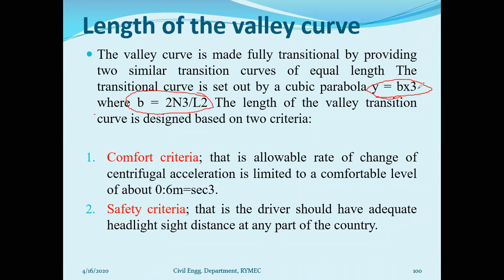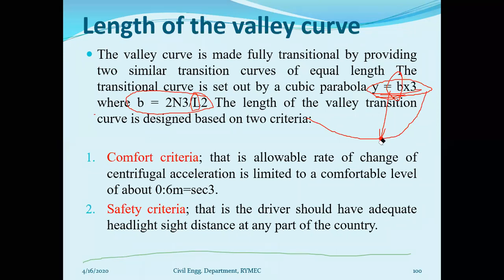Y is equal to bx cube, not bx3, bx cube, right? In this valley curve, to determine the lowest point on this curve we are going to determine this one. Why? Here the parabola equation is y is equal to bx cube. Here we are taking, what is this b? This b is nothing but 2n cube divided by l square. What is L again? This is the length of your valley curve. To determine the lowest point.